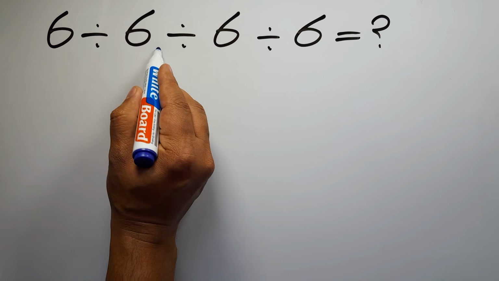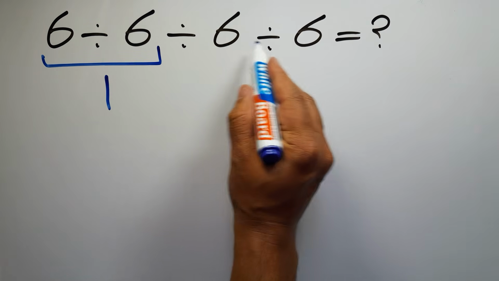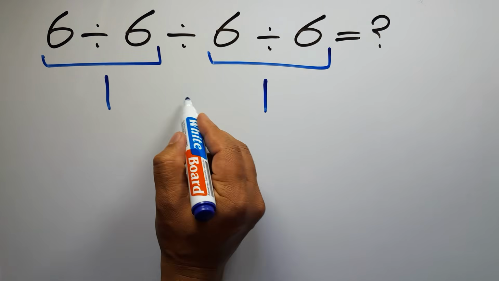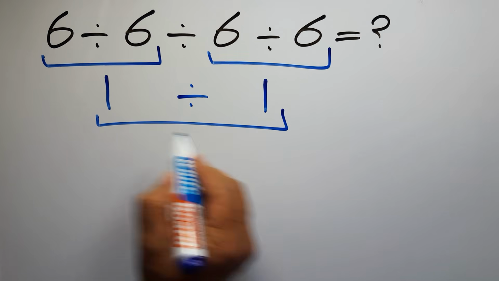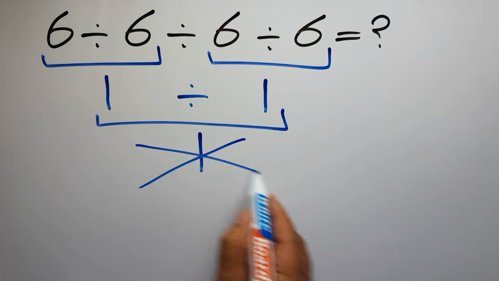6 divided by 6 equals 1. And again here we have 6 divided by 6. So 1 divided by 1 is just 1. But this answer is not correct.